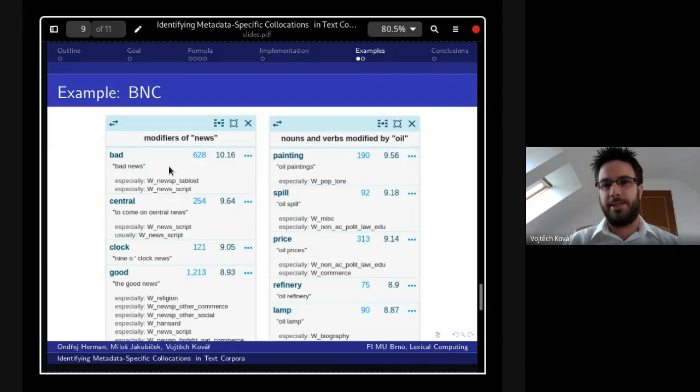This is BNC and the text type called David Lee's classification, and you can see, for example, that bad news is typical for tabloid newspaper, whereas good news is specific for religion and quite a lot of other domains. All oil paintings are typical for popular magazines. Oil spills are a political topic, and oil prices are a commercial topic and political topic. It is interesting that oil spills are not commercial topic, but it's kind of typical, I would say.